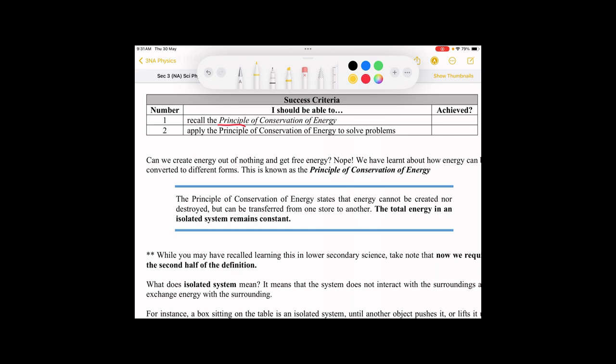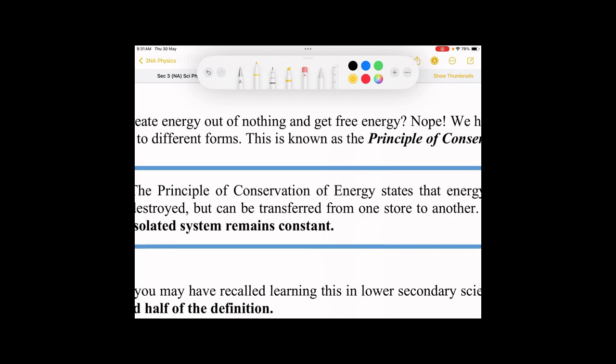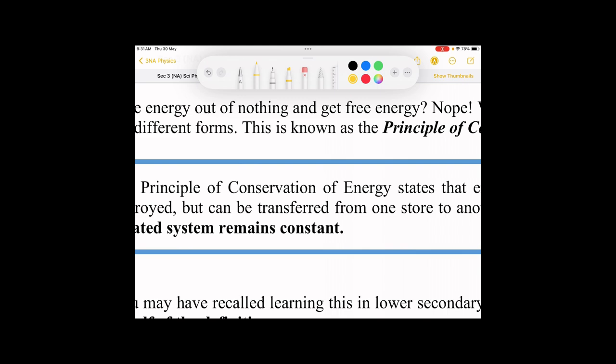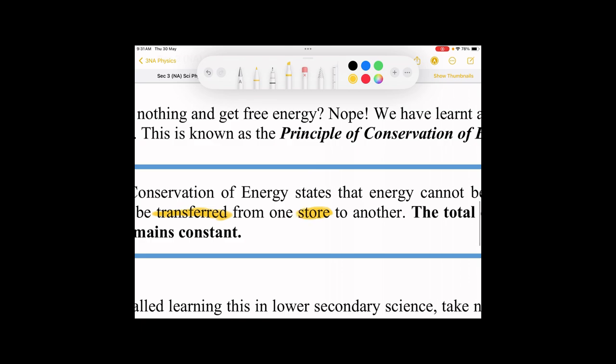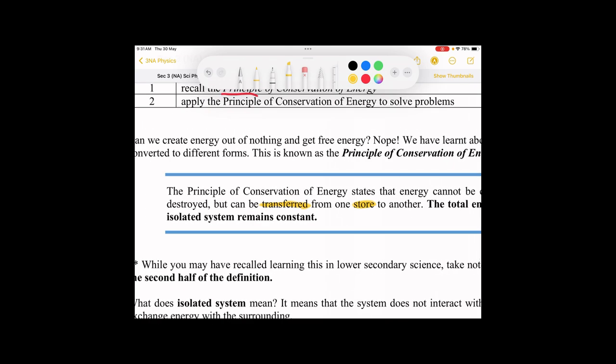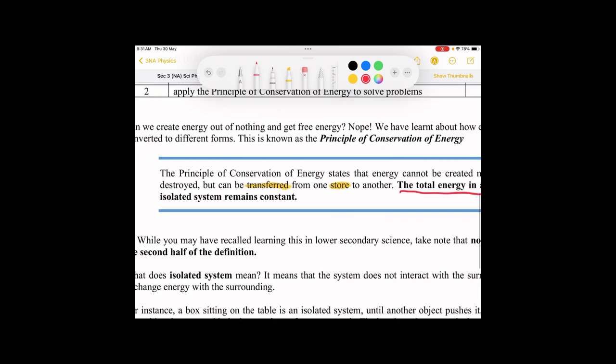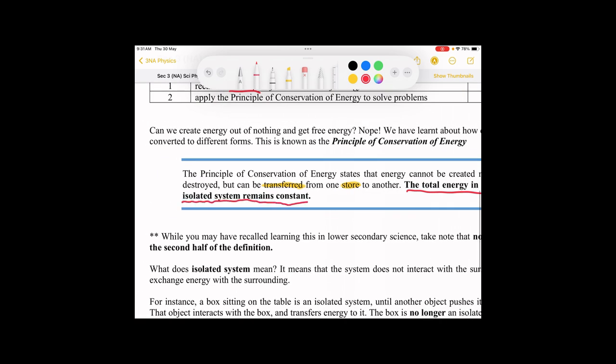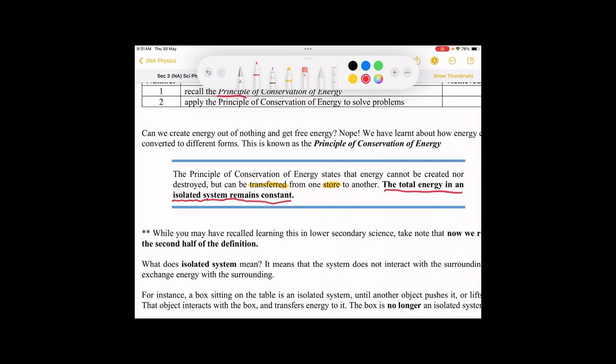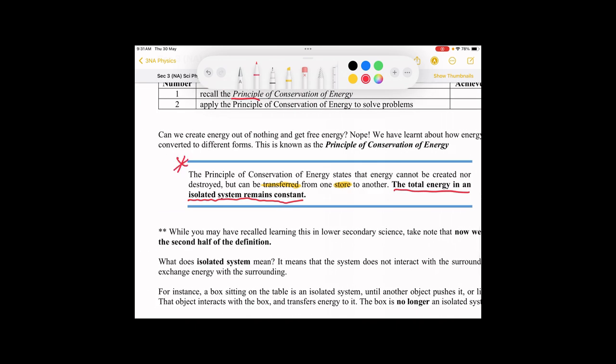In the past, we used to say transferred from one form to another. But now, we no longer see energy as having different forms or different flavors, but we consider different stores. So instead of convert, we use the word transfer. Transferred from one store to another, not from one form to another. So this is the first difference, part 1. Part 2, there is an additional line here. The total energy in an isolated system remains constant.